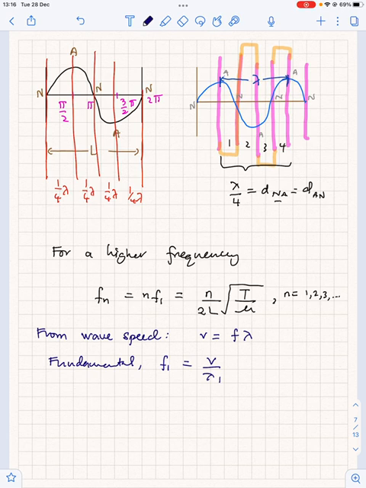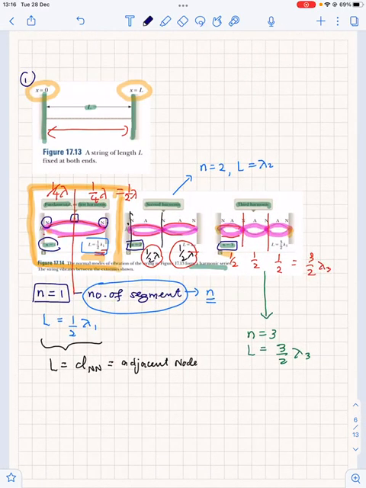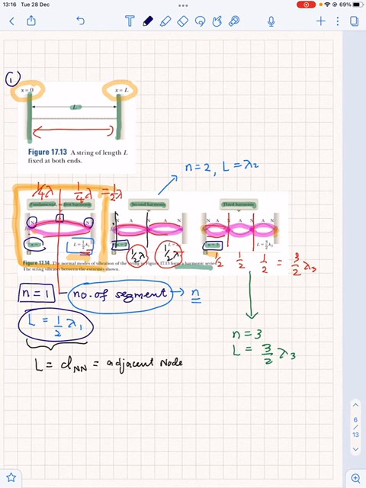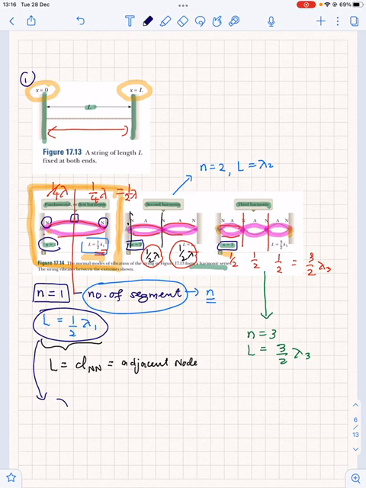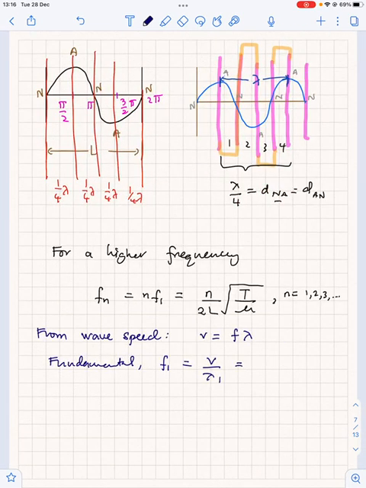What is lambda 1? We know that for the fundamental, L equals 1 over 2 lambda 1. So from here, lambda 1 equals 2L. We are going to substitute this into our equation in the next page, which is V over 2L.